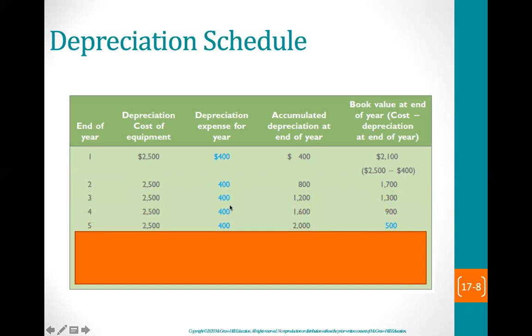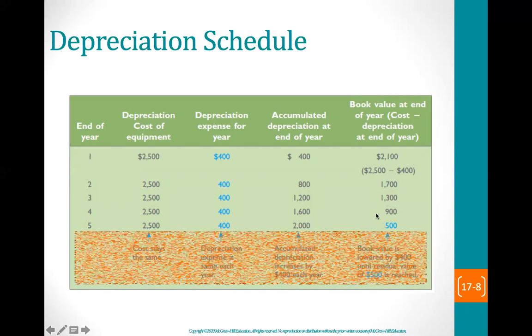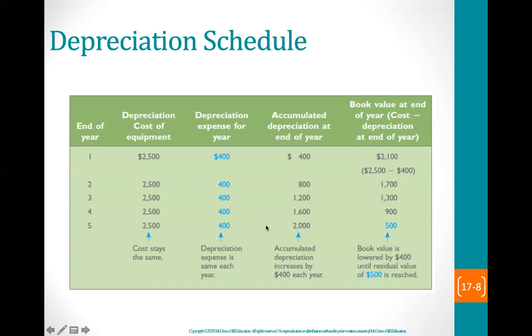You see the rest of the years are completed for you with the cost, expense, accumulated depreciation, and book value. It's important to note that with the straight line method, your cost remains the same each year. Your depreciation expense is the same each year. Remember, with the straight line method, we're trying to spread out the depreciation equally over the useful life.